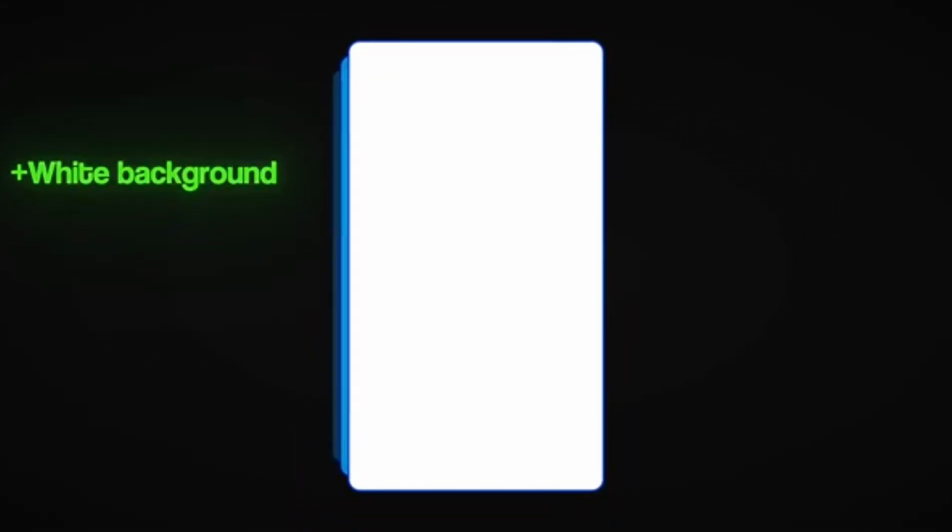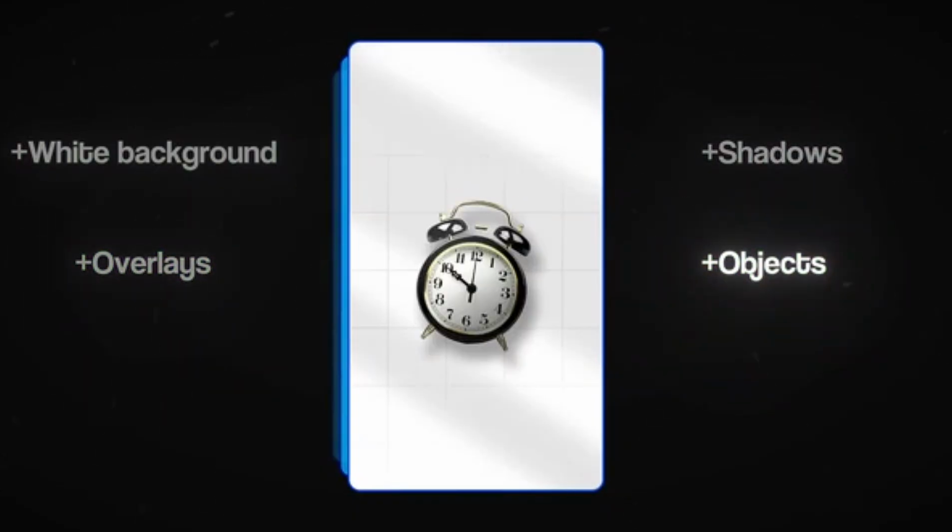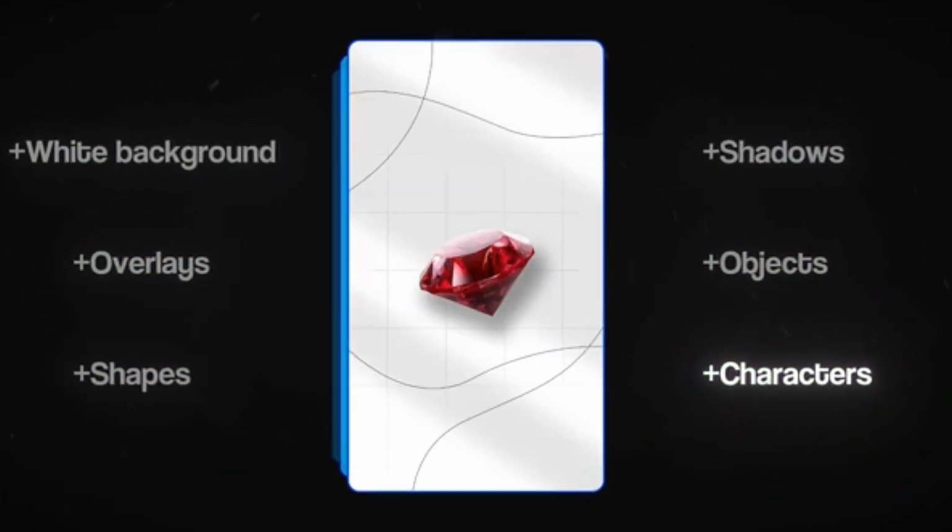Most of these edits follow a clean white background, often combined with subtle shadows and light overlays. Then you'll see objects, shapes, or characters added to give the frame more detail. Now this style mainly comes in three types.